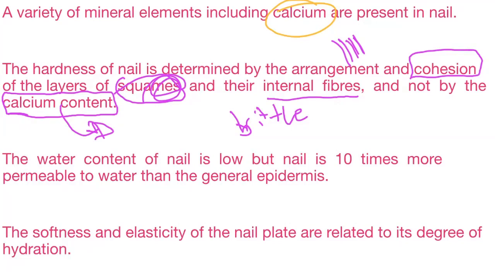Also, the water content of the nail is low, but the nail is 10 times more permeable to water than the general epidermis. Remember that, water and calcium. The softness and elasticity of the nail plate are related to its degree of hydration. If it is hydrated, it will be soft and elastic.